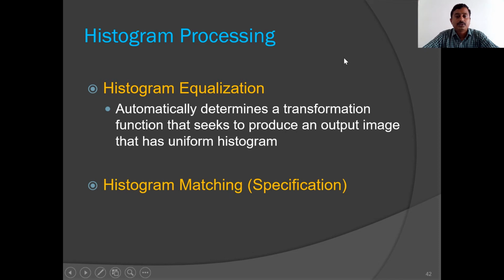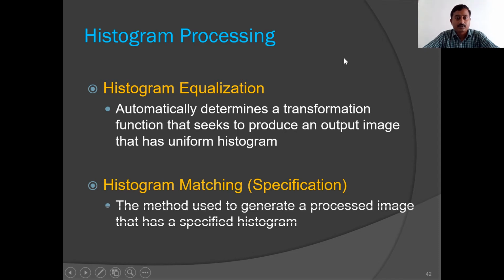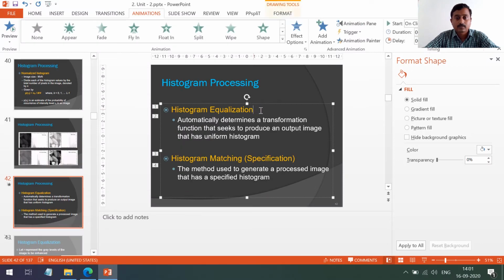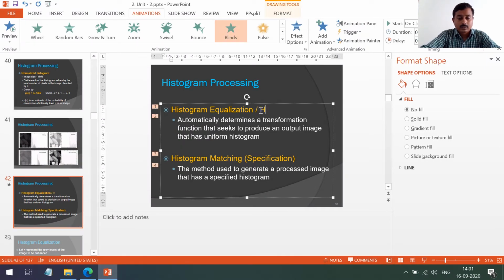Now we are going to study two techniques under histogram processing. First one is histogram equalization, which we will study in today's class, and in tomorrow's class we will study histogram matching, which is also known as histogram specification. Another name for histogram equalization is histogram linearization. So let me write it here. Histogram linearization.